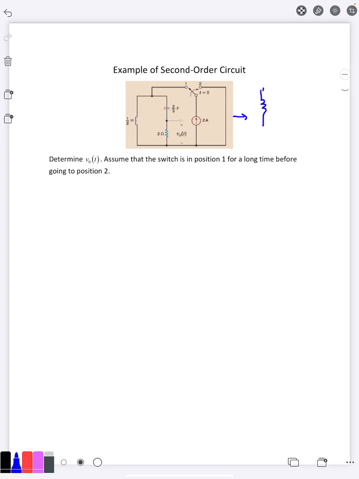So we have our inductor, we have our capacitor and resistor. So this is going to be an RLC series circuit again. Now we know for RLC series that the differential equation is x double prime plus R over L x prime plus 1 over LC x equals some constant.